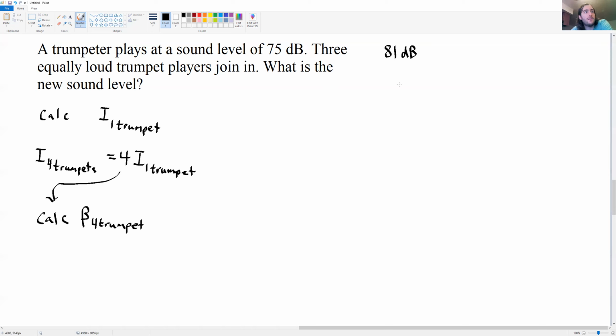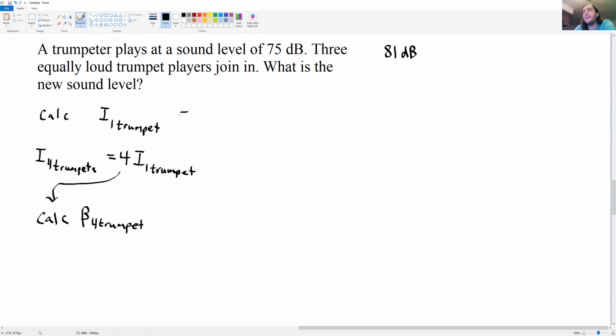And it's really nice to be able to reason that out. So again, the logic is if the intensity is going to go up by a factor of 4, that's the same as doubling the intensity and then doubling the intensity again, right? The intensity times 2 again is times 4. So add 3 decibels every time you double the intensity. So add 6 decibels in this case.